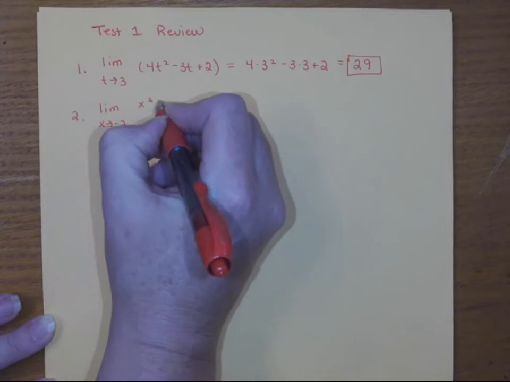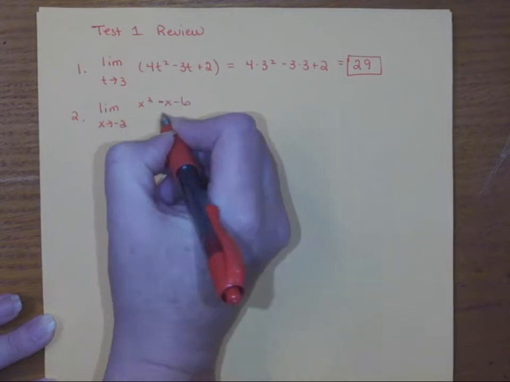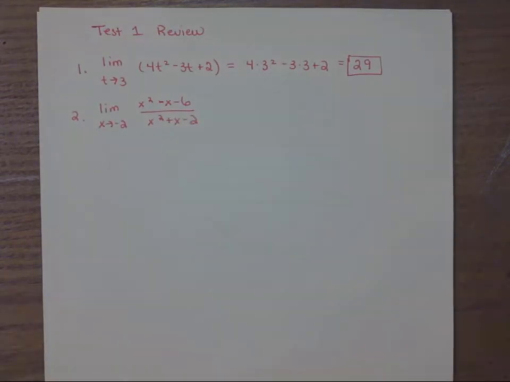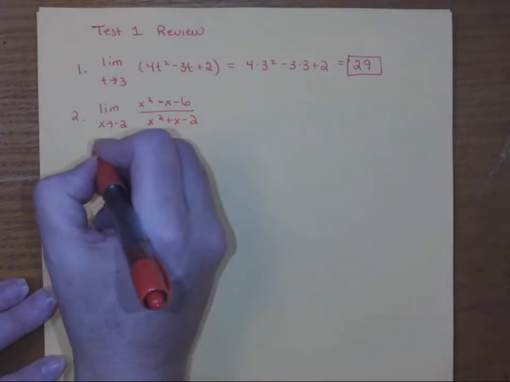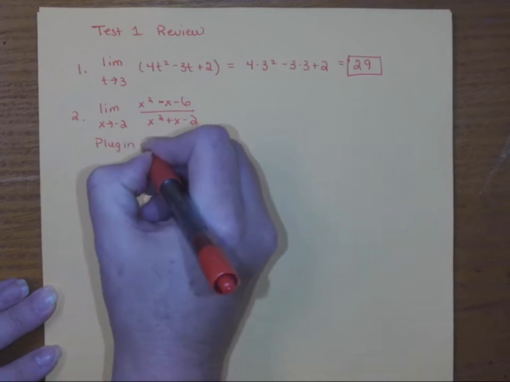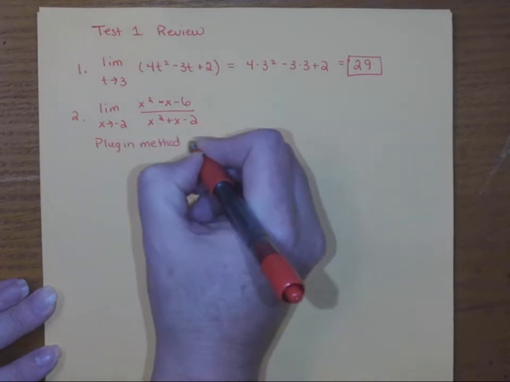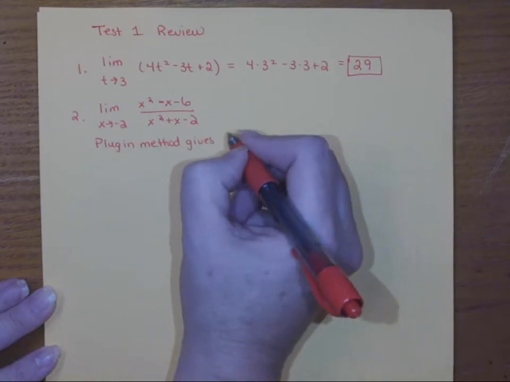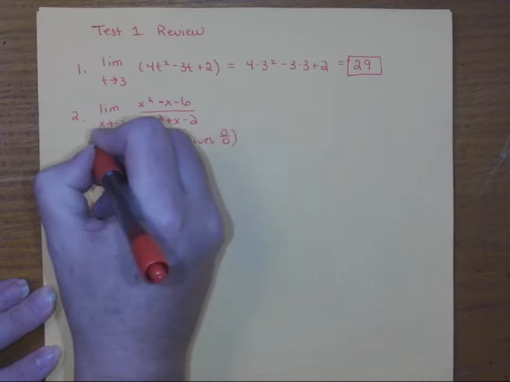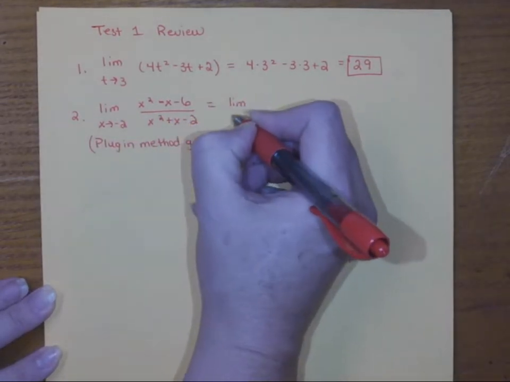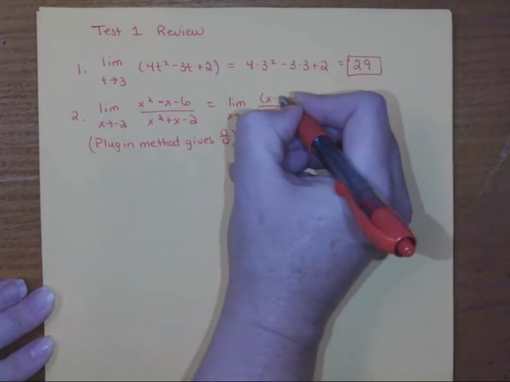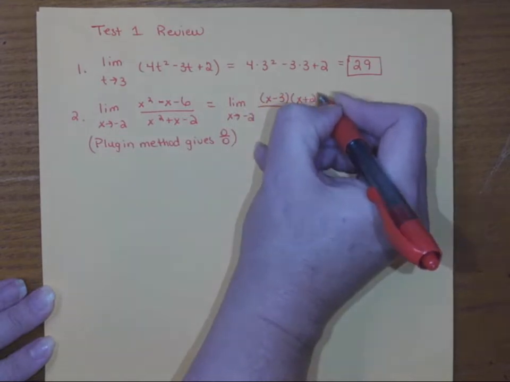All right, so let's look at this one. Number 2. Okay, notice if you use the plug-in method for this problem, you're going to get 0 in the denominator. Okay, so I'm just going to write this. Plug-in method doesn't work. The plug-in method actually gives you something you're not allowed to have. It gives you 0 over 0. Okay, so that means you try something else. You don't leave it as 0 over 0. You don't say the limit doesn't exist. You try something else.